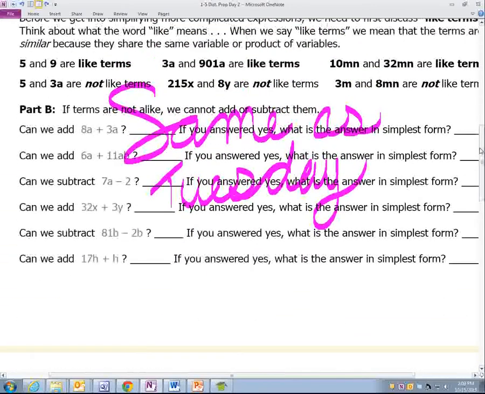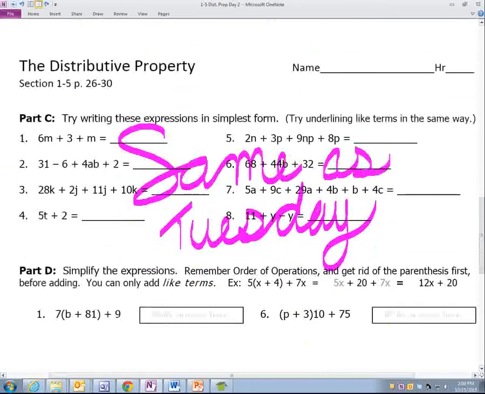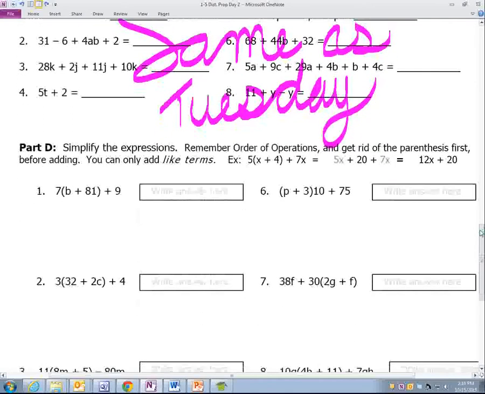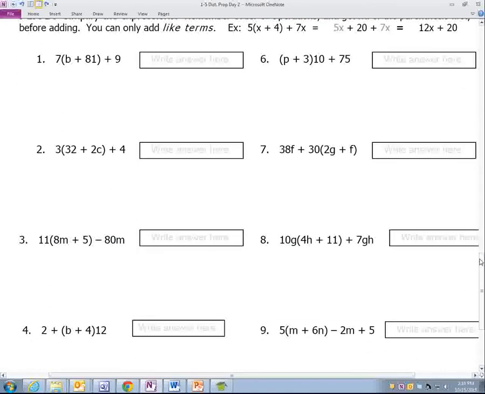Write that. Right, same as Tuesday. You have those notes already. It was Tuesday. It was due Wednesday. Then we go down a little bit more, and guess what? That top bit, part C, is also the same. So to part D.